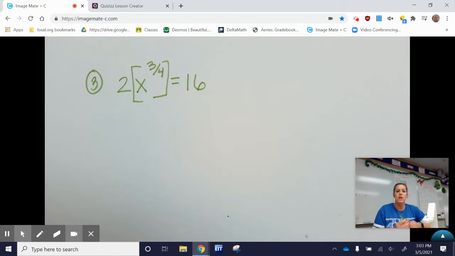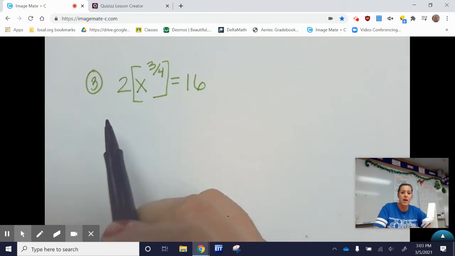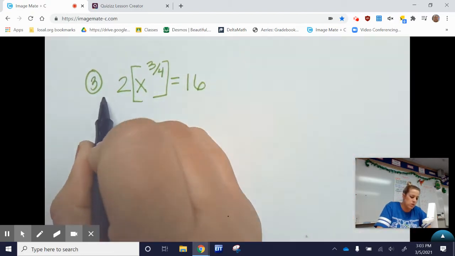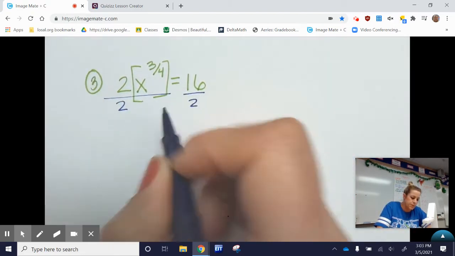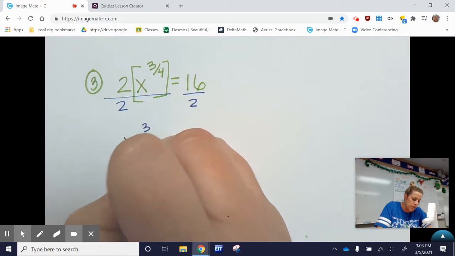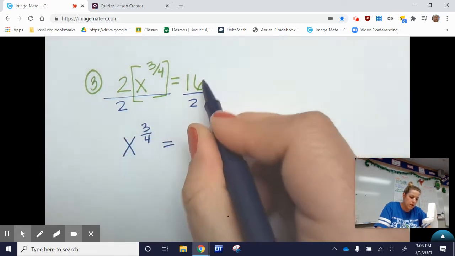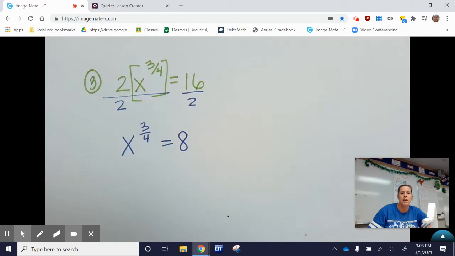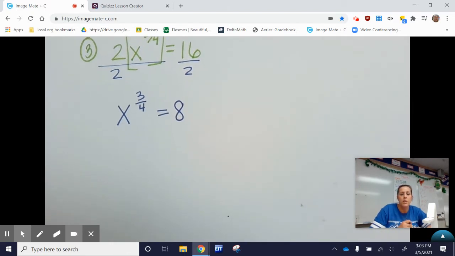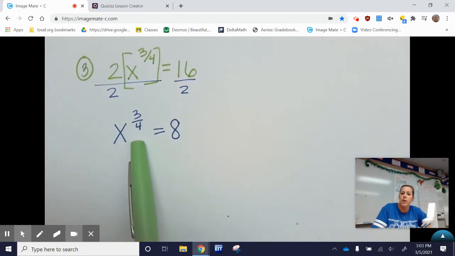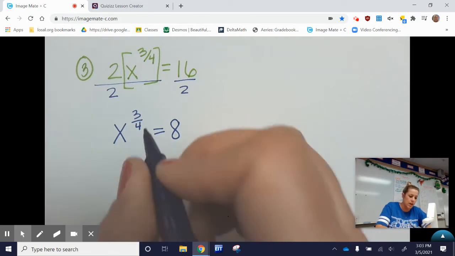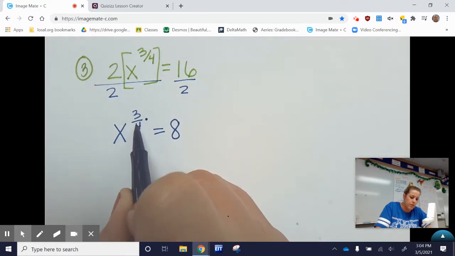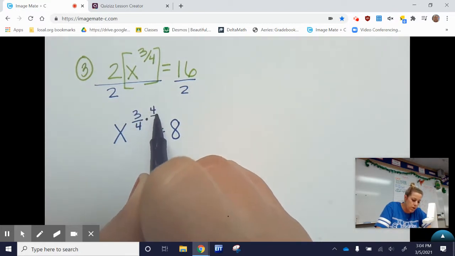So we're going to take that 2. Remember, this means 2 times x to the 3/4. So we're going to divide by 2 to get rid of that 2. We're going to get x to the 3/4 power and then divide here to get 8. Okay. So from here, now we need to get rid of this exponent. Well, in order to get rid of something, we do the inverse or the opposite of something. So when we look at the inverse of 3/4, it's actually the reciprocal. So instead of 3/4, we're going to raise it to the 4/3 power.